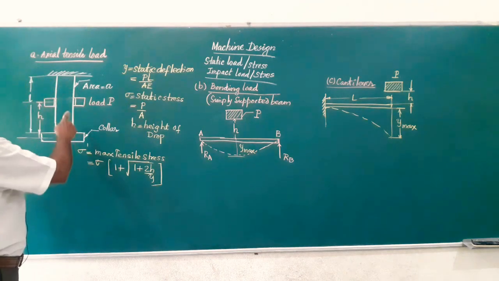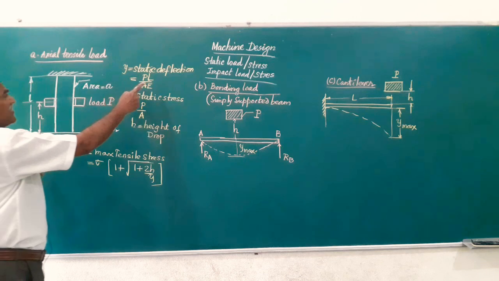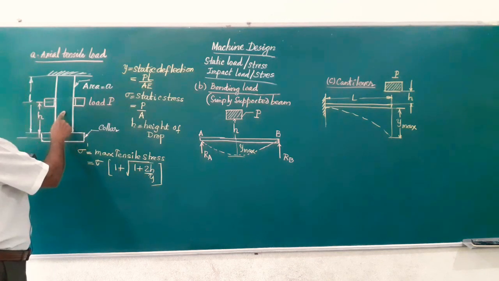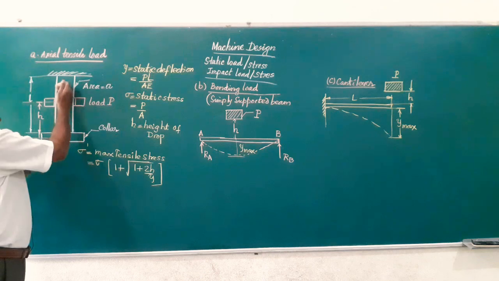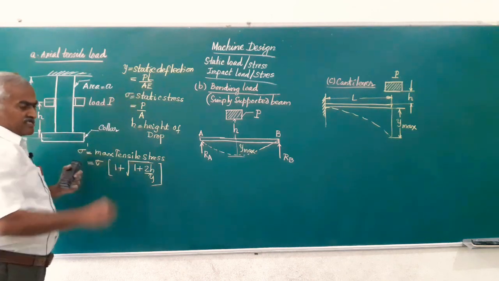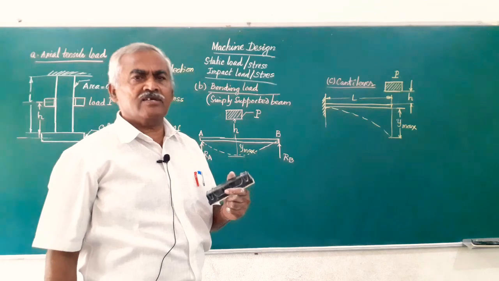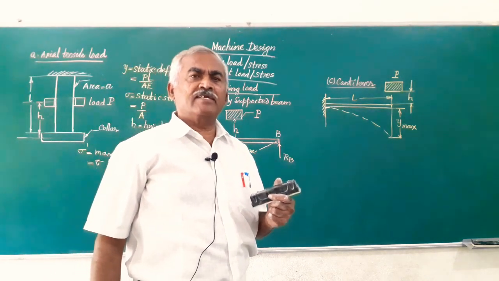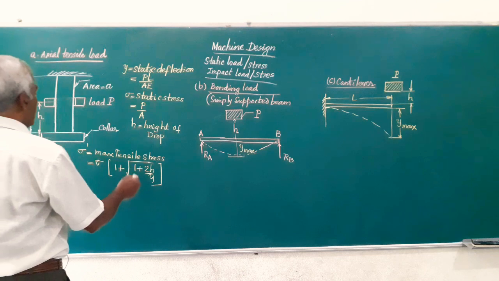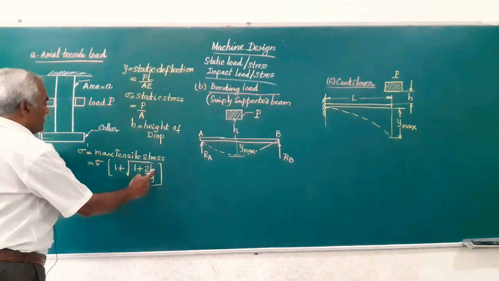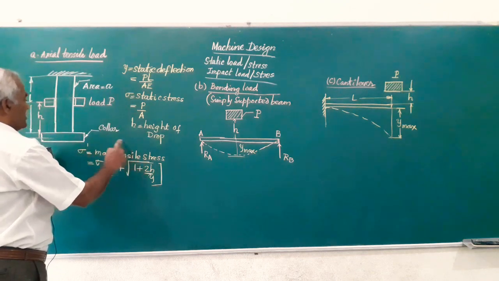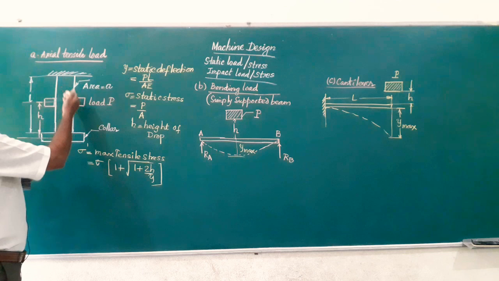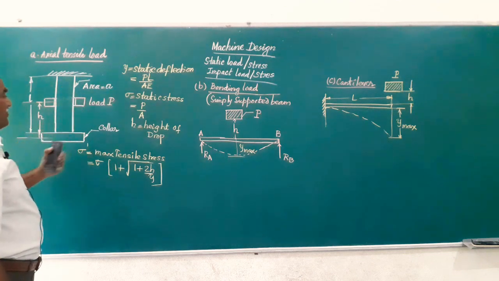Here P is the load causing that static deflection, and A is the area of cross section of this member which is subjected to tensile load. It could be a round rod, it could be a square rod, whatever it may be, you have to calculate the area for that. E is called the modulus of elasticity or Young's modulus of the material of the rod. So friends, in this case, if you know the height of drop, the load, and the area of cross section, you will be able to find out the maximum value of stress induced in this member due to the impact load.